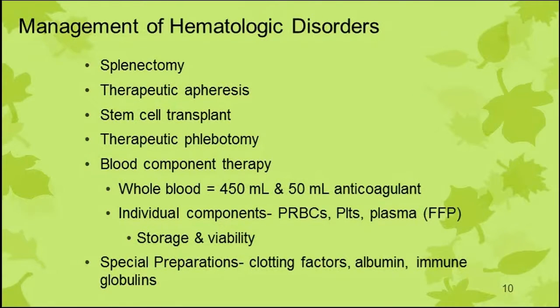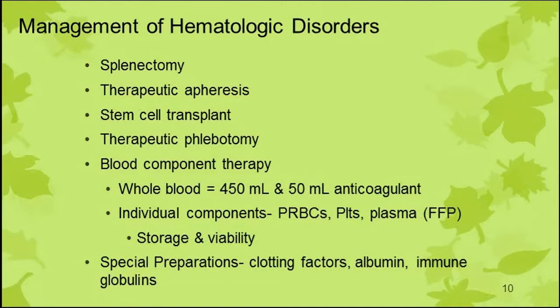Okay. So special preparations, clotting factors. We can give individual clotting factors if necessary. Human albumin, that's just the albumin that you and I have in our blood system. And then immune globulins. So each of those, clotting factors, albumin, and immune globulins, can be removed or filtered out of the blood and given on an individual basis as a patient needs it. Okay.